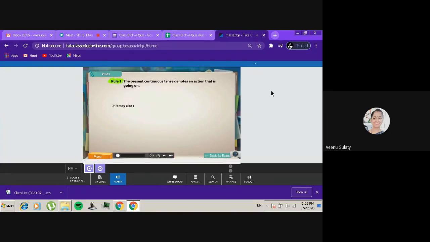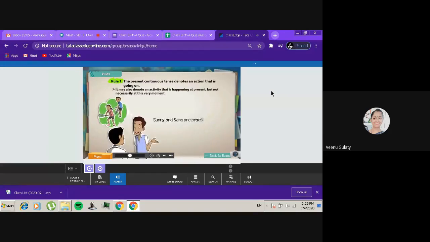You could also use this tense to refer to activities that are happening at present, but not necessarily at this very moment. For instance, this sentence does not necessarily mean that Sunny and Sarah are practicing at this very moment. It just means that their practice is currently in progress. This is another place where we use present tense, but it doesn't mean that at this moment also they're doing. It means in general that nowadays they're doing practice.